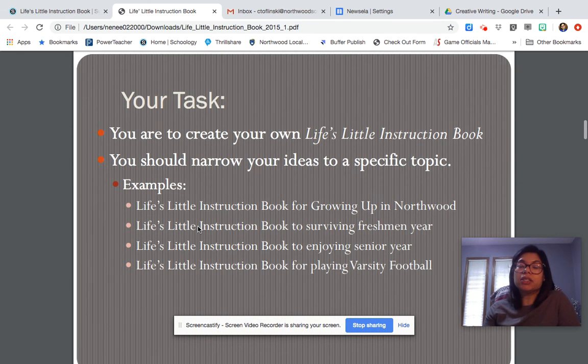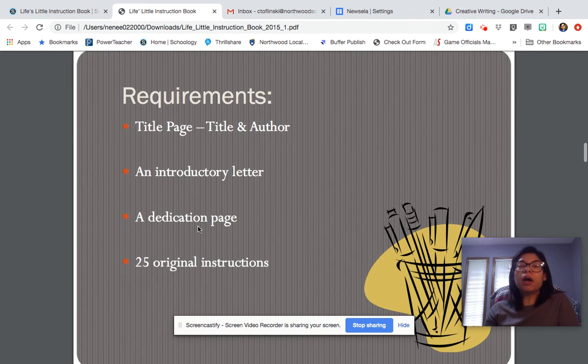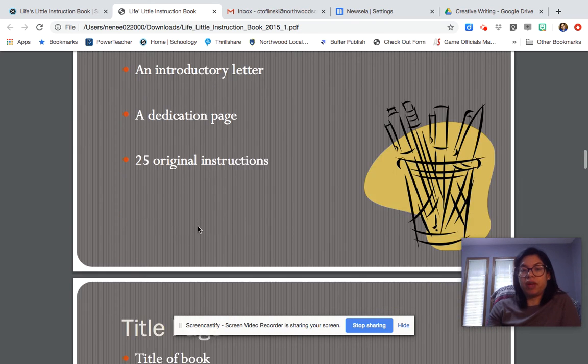Your task is to create your own Life's Little Instruction Book, but you need to narrow it down to something really specific. Something like growing up in Northwood, surviving freshman year, enjoying senior year, playing varsity football, whatever you think you have some knowledge about. You are going to be required to have a title page, a letter of introduction, a dedication page, and a minimum of 25 original instructions, but you are welcome to have more than 25.